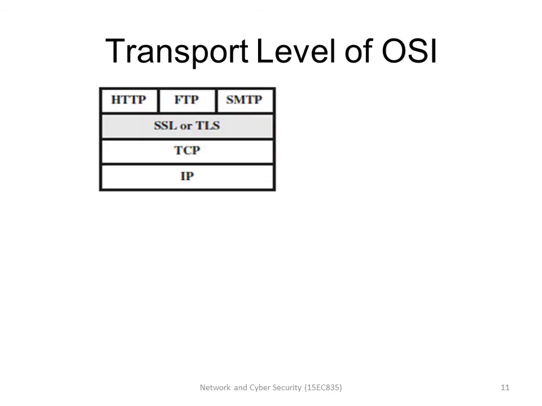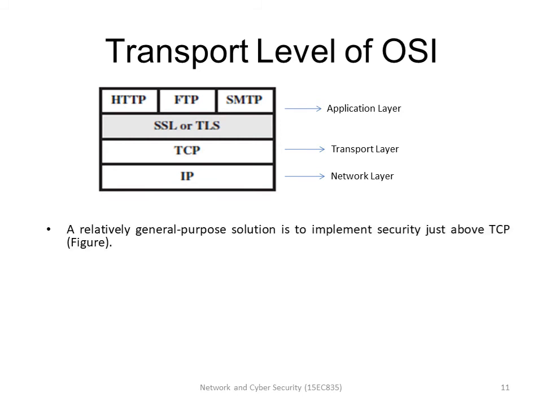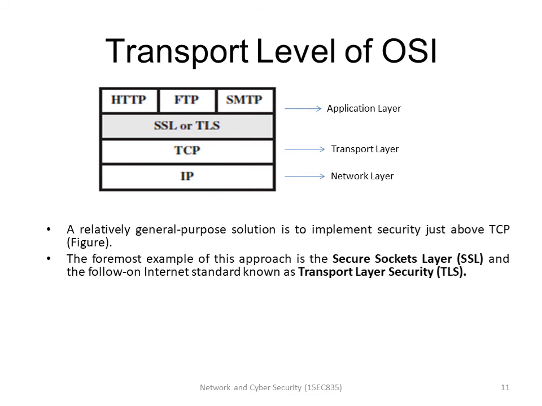Now the transport level of OSI. So this is the application, this is the transport, and this is the network. A relatively general purpose solution is to implement security just above TCP, as shown in this figure. The foremost example of this approach is the Secure Socket Layer, or SSL, and the follow-on internet standard known as Transport Layer Security. We will look at this more elaborately further on.